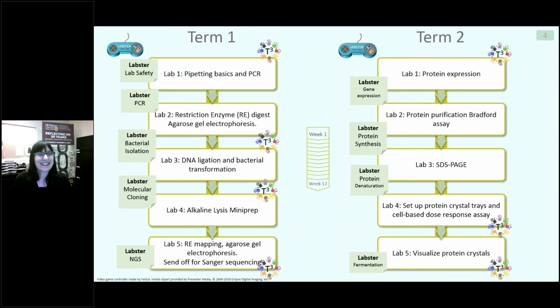I've had a blast. Anyway, so as you can see here, for example, in term one, I've given you some examples of some of the Labster lab simulations that I've used. I do move them around and I use different ones. So these are just some examples.